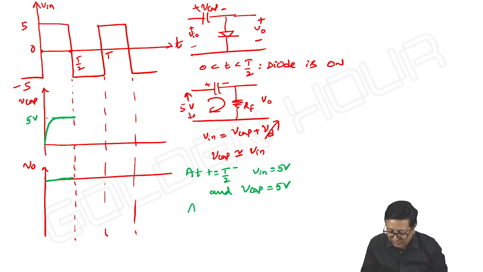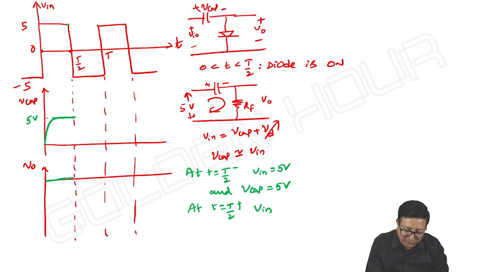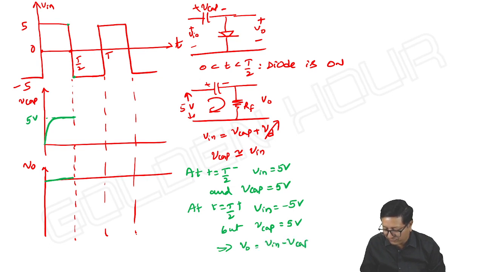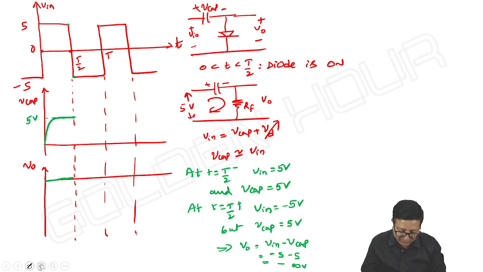Right. At t equals T by 2 plus, what is V input? V input falls from plus 5 volts to minus 5 volts. Instantaneously, voltage across the capacitor cannot change its value. So what is the capacitor voltage? V cap remains at plus 5 volts only. Then what about V output? V output is equal to V in minus V capacitor. V input is minus 5, V capacitor is 5. So ultimately the final result is minus 10 volts.